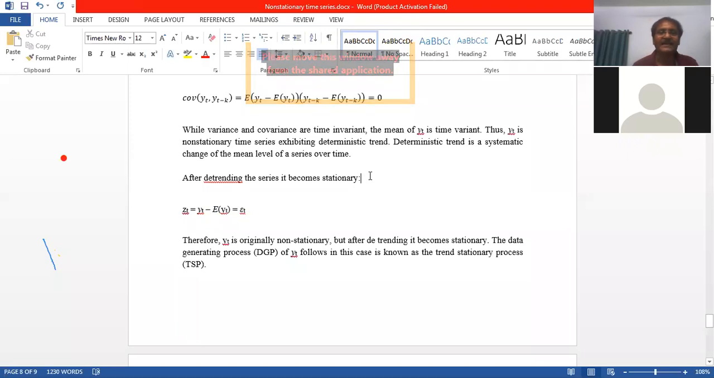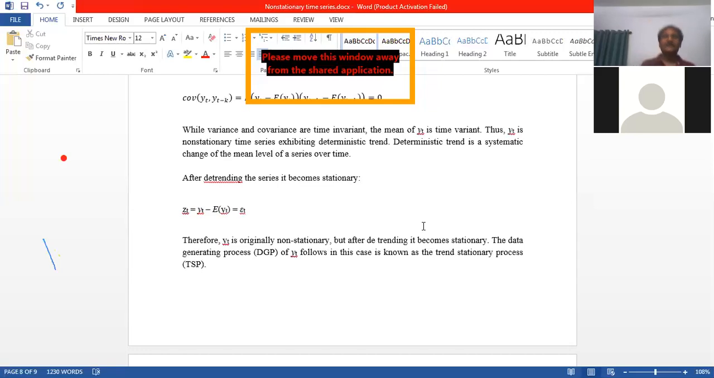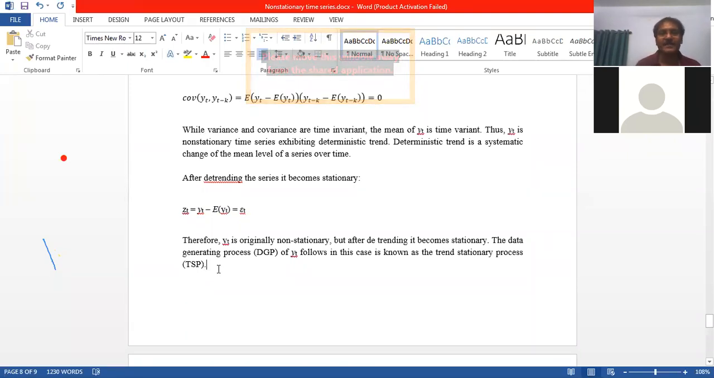Just by taking a difference, we have the case of DSP as in the case of with unit root. So in the case of with unit root, we have DSP. That means the series is originally non-stationary, but it could be stationary by taking difference. In the case of non-stationarity without unit root, exhibiting only deterministic trend, the series is originally non-stationary, but we can make it stationary by detrending it. And the process is called TSP. So non-stationarity may be of two types, DSP or TSP.